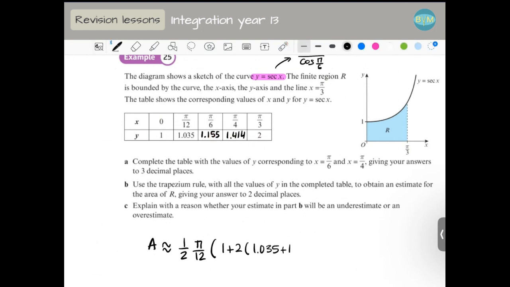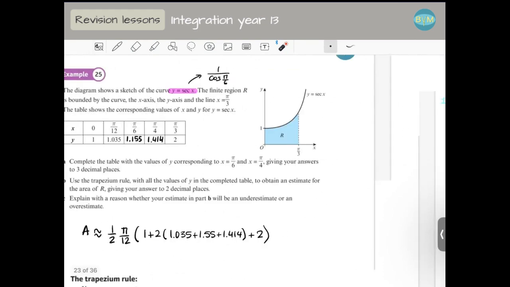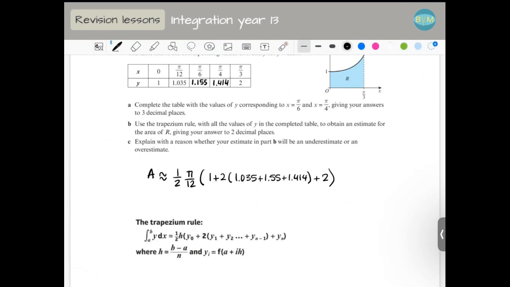1.035, 1.55, 1.414, and then the last one alone again. Because when we do the area of the trapeziums, each middle y is in 2 trapeziums, while the first one and the last one are each just in one. And then you find the value with the calculator. Quite simple.